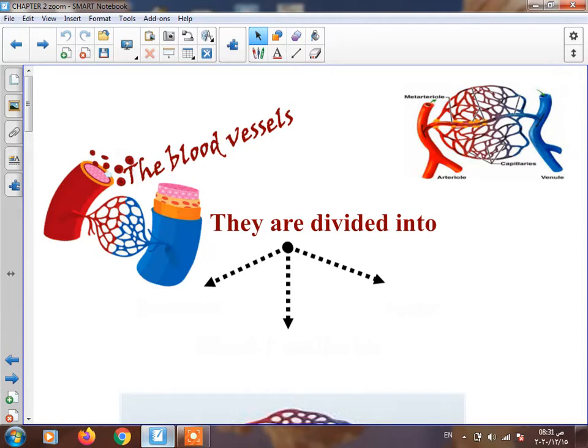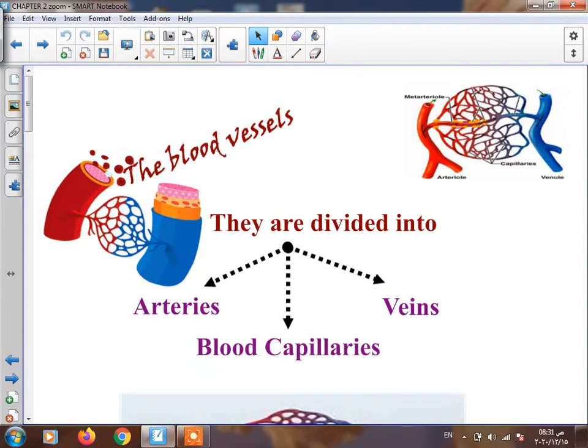Blood vessels. We know blood vessels consist of what? They consist of artery, vein, and blood capillaries, okay? And all of these blood vessels are responsible for transferring blood from one area to another, from one part to another, okay?